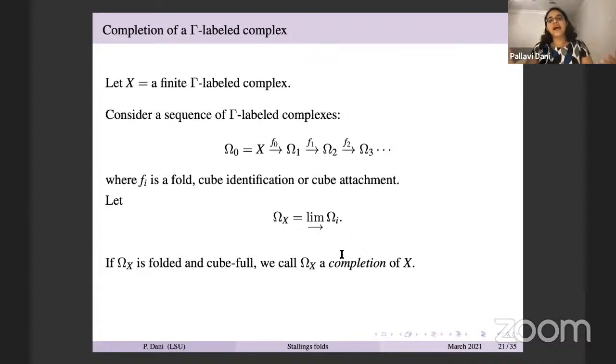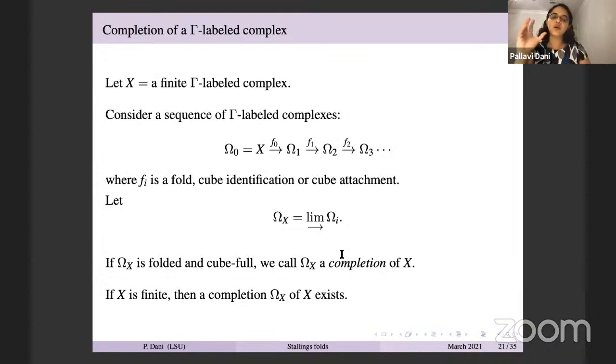And so there's this added uncertainty of whether or not this is going to stop, but at least you can prove that there's always a way of choosing a sequence of these three types of operations so that you do actually get one of these folded and cubeful complexes. So you can always find one example of a completion if you start with a finite x.